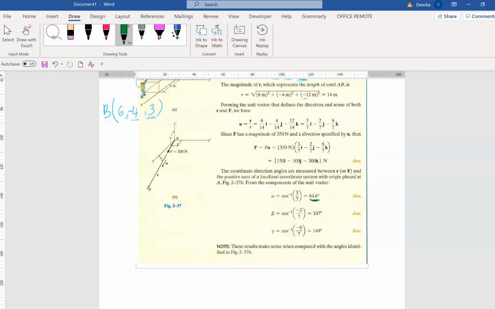If it's positive, it's within 90 degrees. If it's negative, it goes beyond 90, but of course doesn't exceed 180. Can you see all this? So the negative is very, very important.